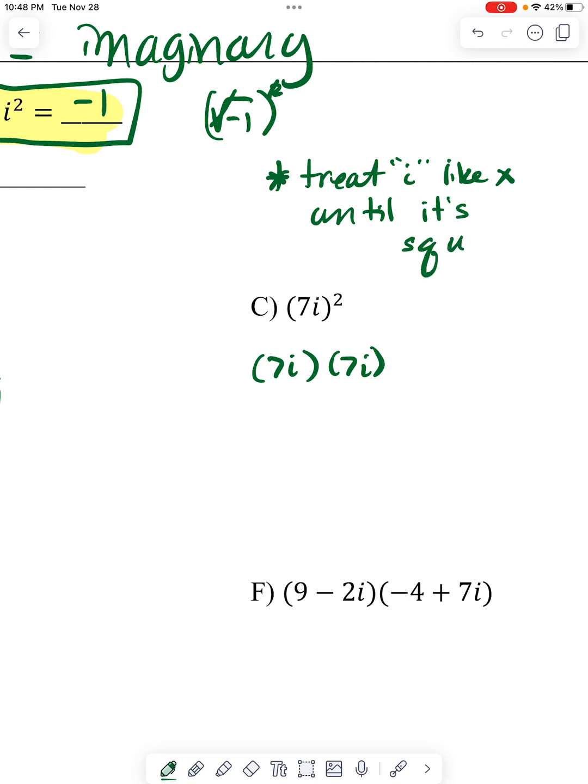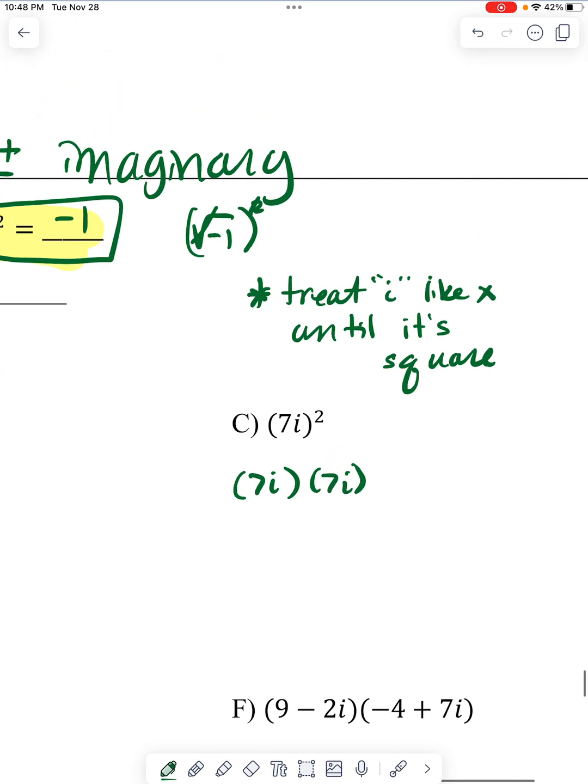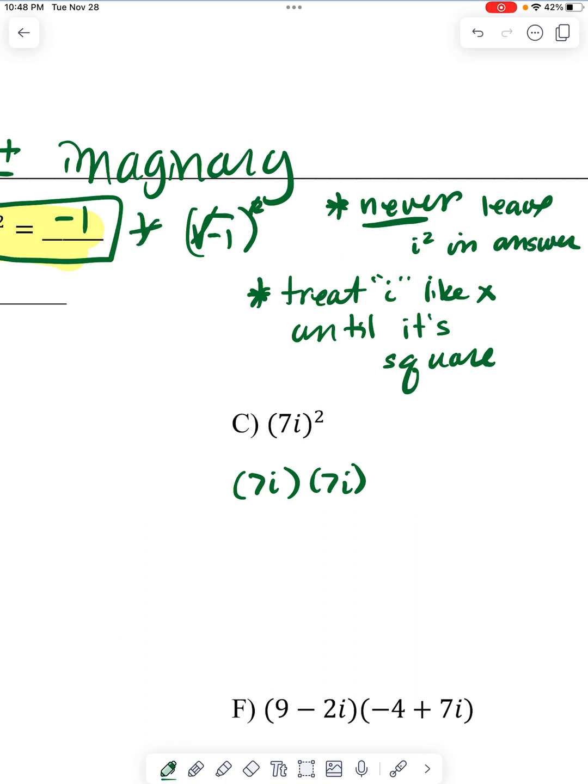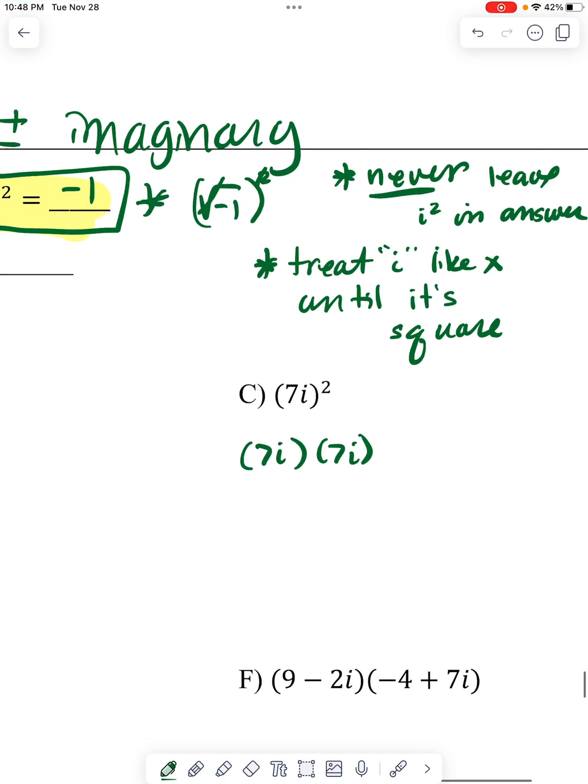So you can square x and leave it in your answer, but you can never have x squared in your answer. So maybe write yourself a note about that. Never. So you never want to leave an i squared in your answer. And the reason is that it has a number value. We learned right over here that it's a -1.